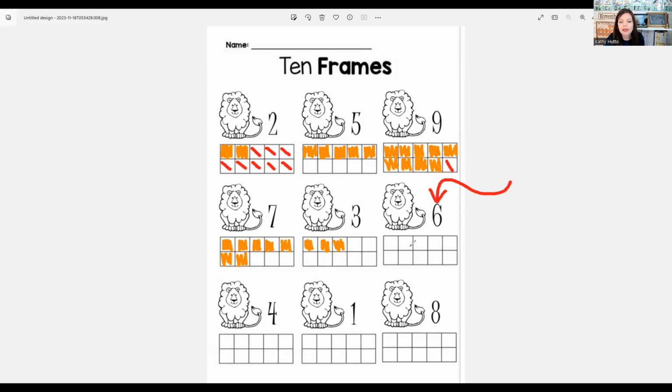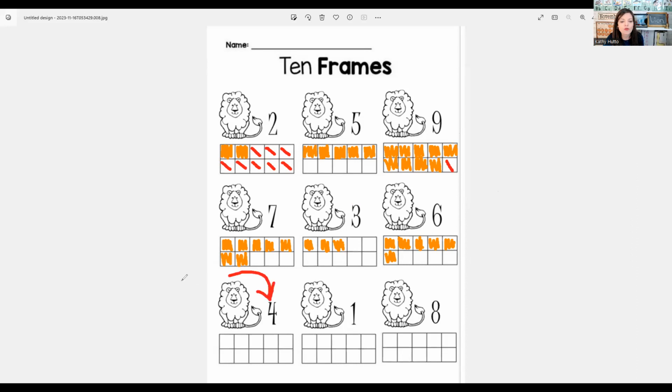Okay, let's color 6 spaces. This is number 6. 1, 2, 3, 4, 5, 6. All right, let's do the next one. What number is this?